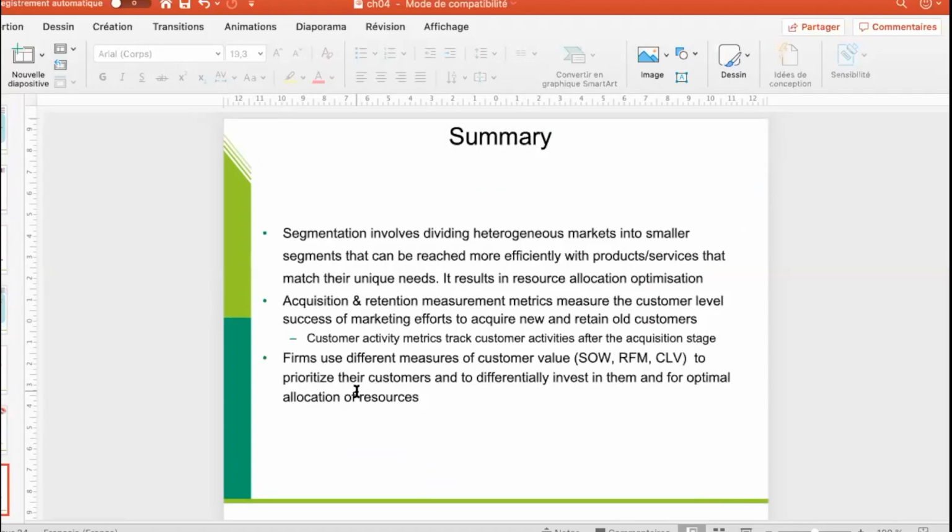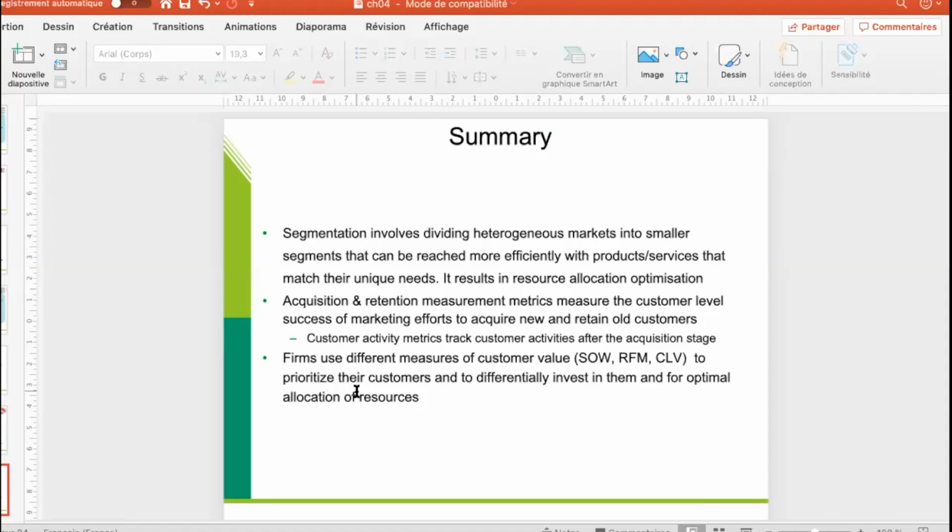Summary: we have seen segmentation today, which means that you have to divide heterogeneous markets into smaller segments that can be reached more efficiently with products and services that match the unique needs. It results in resource allocation optimization. And so you offer the best fitting products to customers according to what they need, and you focus your efforts on the most profitable segments.